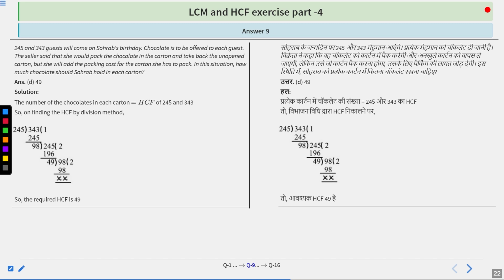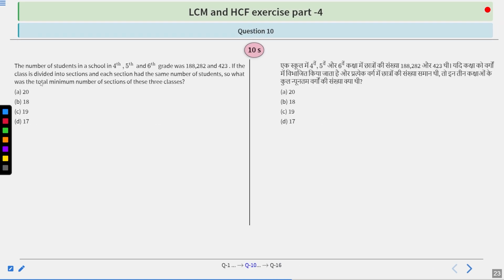Now we will divide the previous divisor, that was 245 by 98. So 98 into 2 is 196, remainder is 49. Then we will divide 98, the previous divisor, by 49, that is 49 into 2, that is 98. So we keep on dividing until we get 0 in the remainder. And the last divisor, 49, is our HCF. So the required HCF is 49. It means Saurabh can hold 49 chocolates in each carton. Option number D is the correct answer.